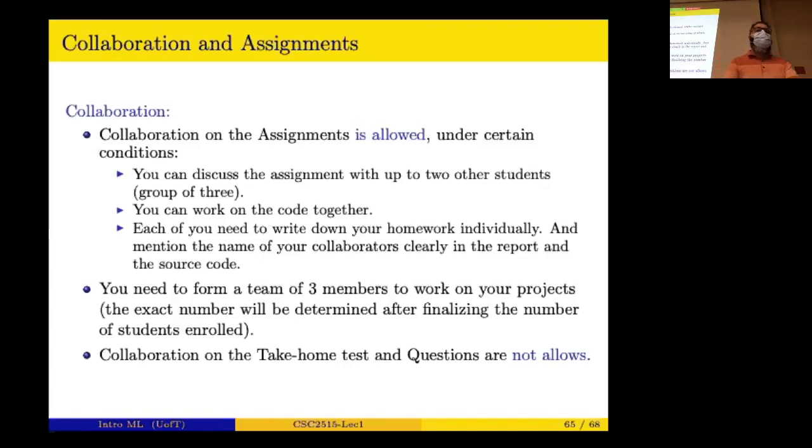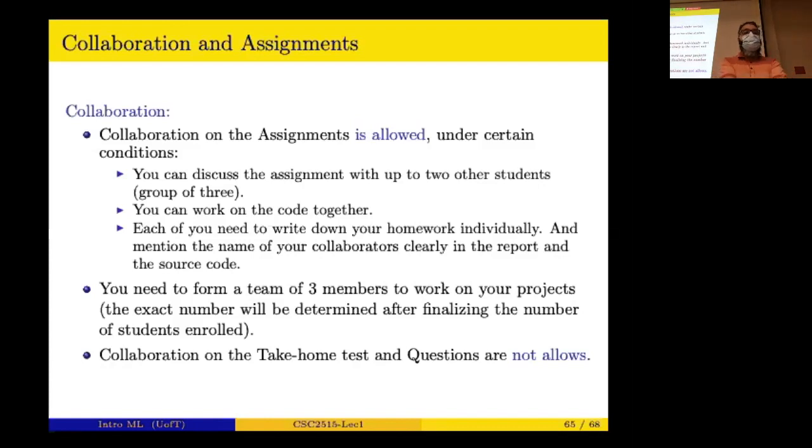For projects, you need to have a team of probably 3 students, but the exact number depends on how many students are enrolled. If, say, all of you decide to drop the course and we only have 30 students, then you can have teams of 2 maybe, or 1, if you want. The idea is that we keep 15, 20 teams at most, so we can present them.